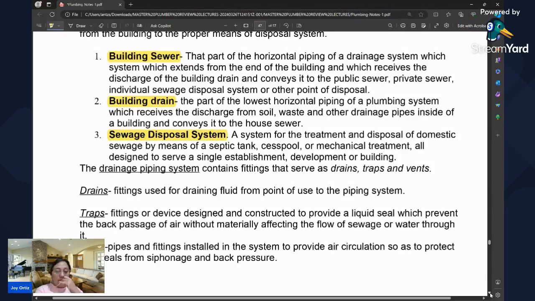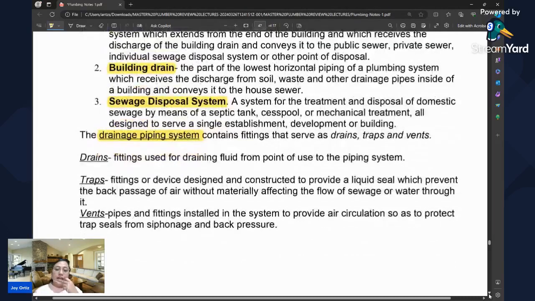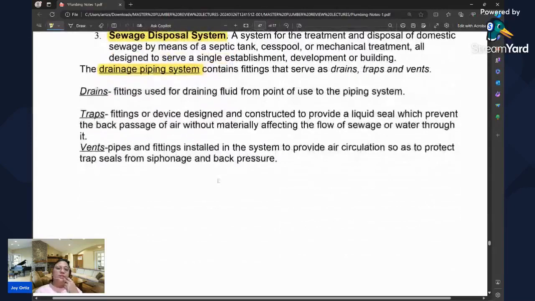So this is a treatment and disposal of domestic sewage by means of septic tank, cesspool, or mechanical treatment, all designed to serve a single establishment, development, or building. So the drainage piping system contains fittings that serve as drains, the traps, and the vents.